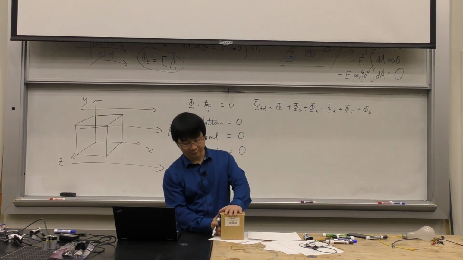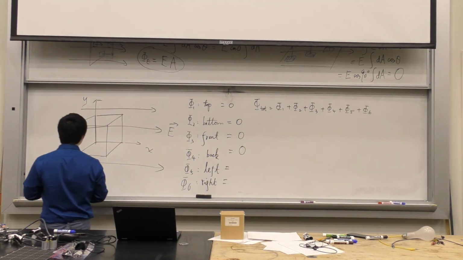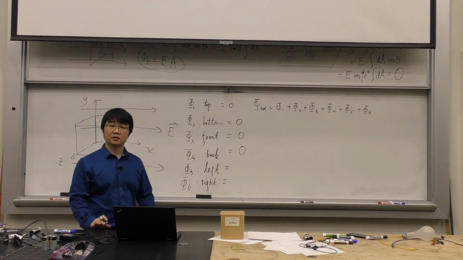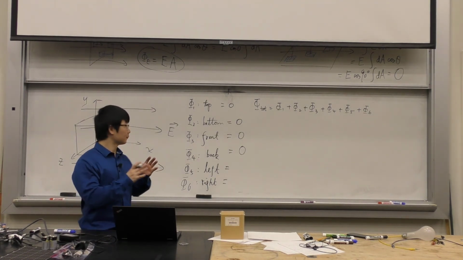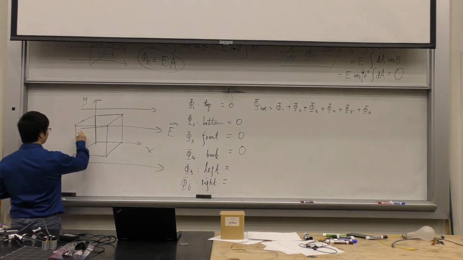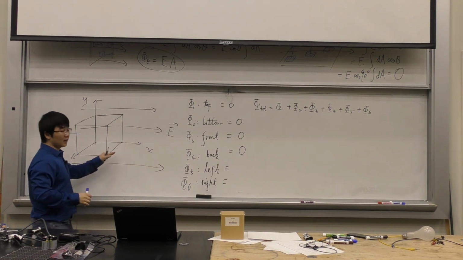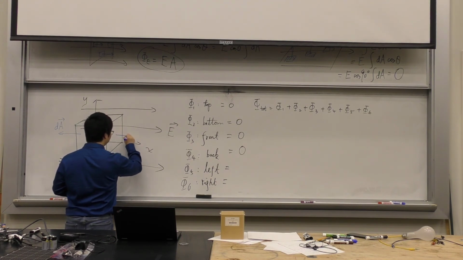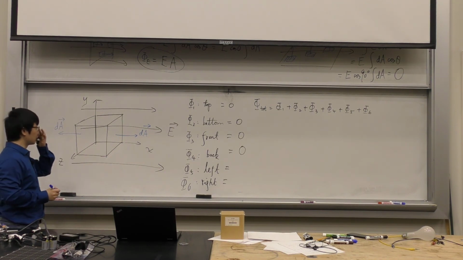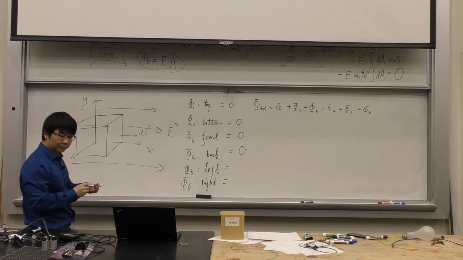Now let's take a look at this guy. I would draw the dA in which direction? A cube is a closed surface, so it's going to be outward. So for this surface, you should draw dA this way. What about the right surface? You're going to draw the dA outward in that direction. What is the direction of E? To the right. So that's going to be the first case.